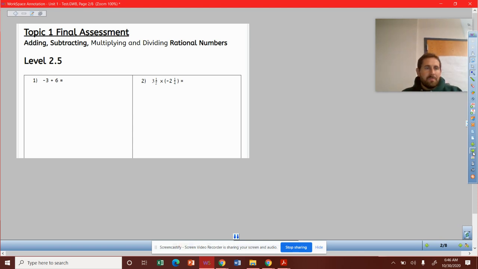Let's start with our 2.5 problem. So you got -3 plus 6. And there's many ways you could have done this. I had some students drawing a number line, and here's 0, and then they went -3, and then they added 6 to that, and that got them 3. So that was their answer.